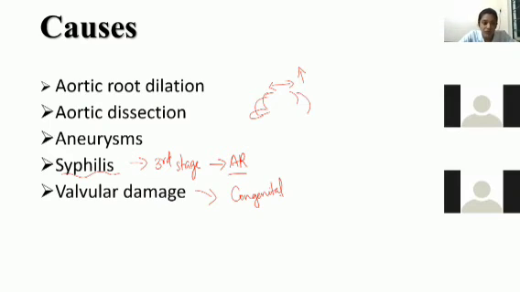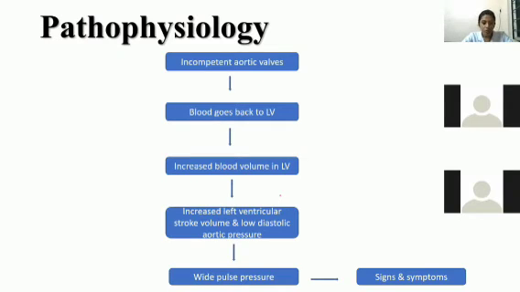Or like parachute valves. So in those conditions, congenitally the valve is damaged. That can finally, as it progresses, lead to aortic regurgitation. Then the pathophysiology. The aortic valves are not competent, so what will happen? Blood goes back to the left ventricle. So that is regurgitation. Blood will go back to the left ventricle.